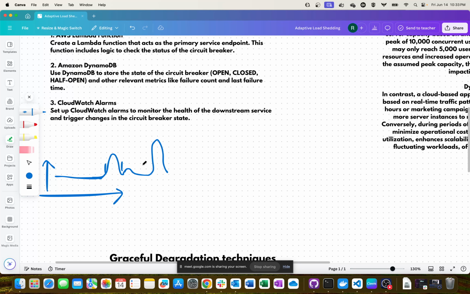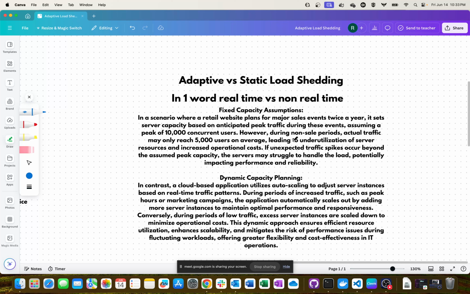Here you're running in one container. At this time period, you scale it to 2. At this time period, you go back to 1, again 2. So this is static load shedding. You have seen the load, you have prepared for the load. So I'll ask one of you, let's say Mohit, can you tell me what is the disadvantage of this kind of static load shedding approach?